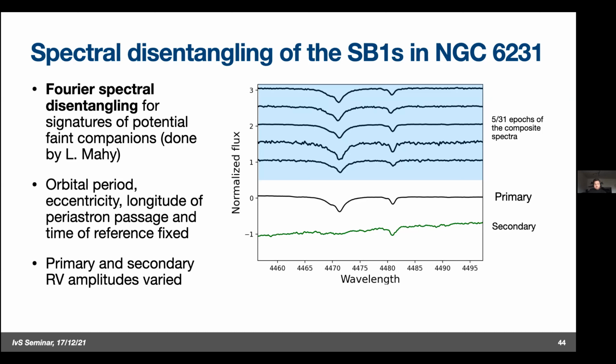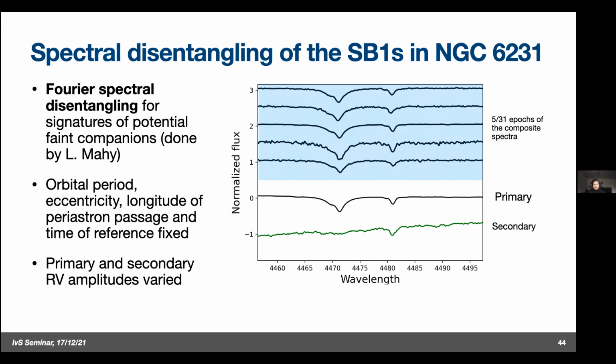Laurent May has been doing this for the SB1 sample in the NGC 6231 B stars. During this process, orbital parameters are kept fixed and the primary and secondary RV amplitudes are varied. If there's a faint companion in this process, we expect to extract a secondary companion which has star-like features, like in this example here, where we have the composite spectra on the top. There are 5 epochs of them, and on the bottom we have the primary star and the extracted secondary spectrum.